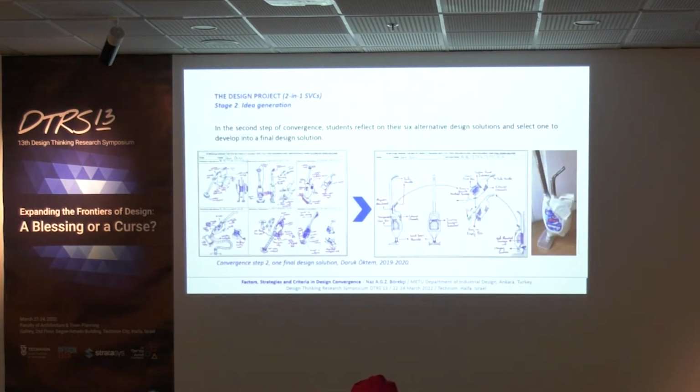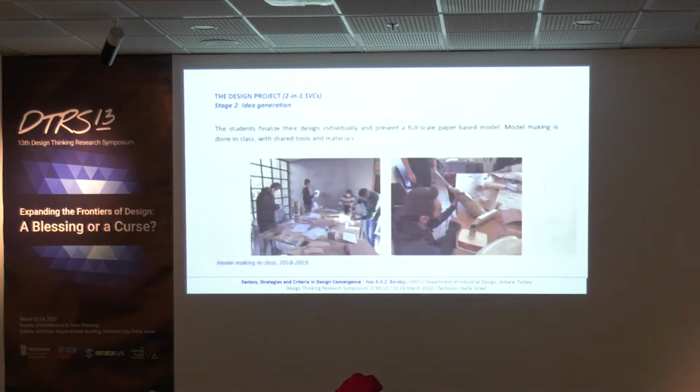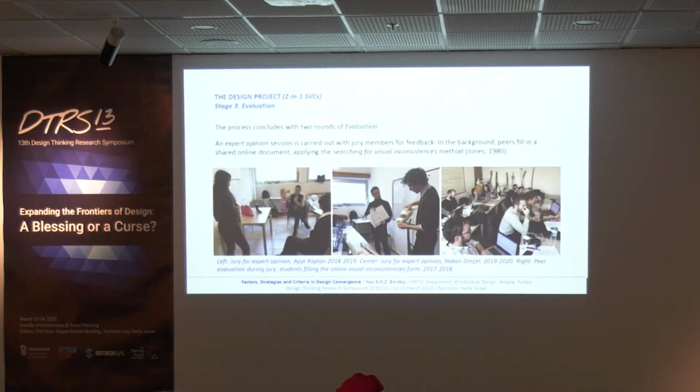In the second step of convergence, students reflect on their 6 alternatives and select one to develop into a final design solution. The students finalize their design individually and present a full-scale paper-based model. The process concludes with 2 rounds of evaluation. An expert opinion session is carried out with jury members for feedback.